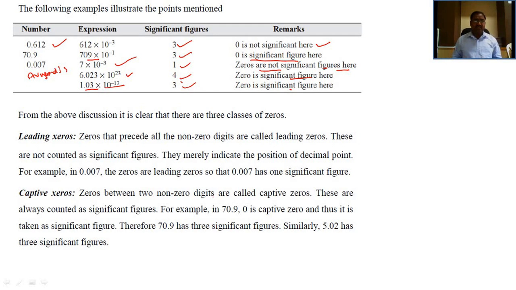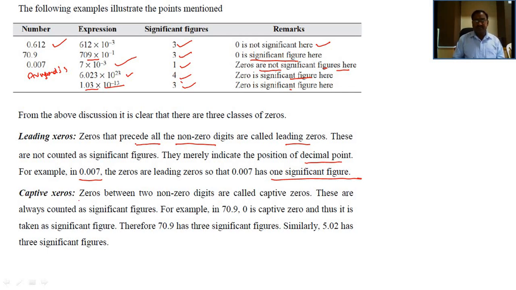First, we consider leading zeros. Leading zeros means zeros that precede all the non-zero digits. These are not counted as significant figures. They merely indicate the position of the decimal point. For example, in 0.007, the zeros are leading zeros, so 0.007 has only 1 significant figure.